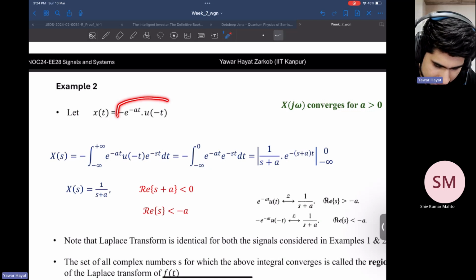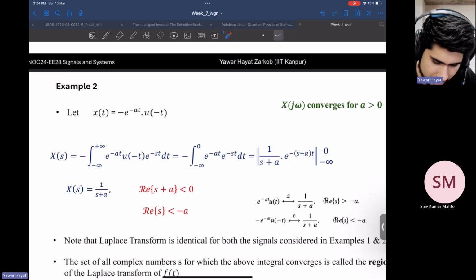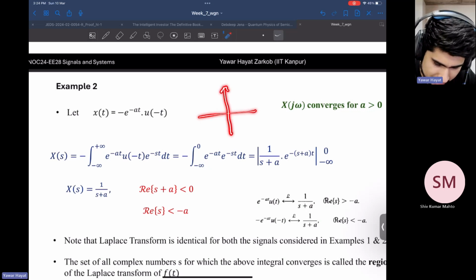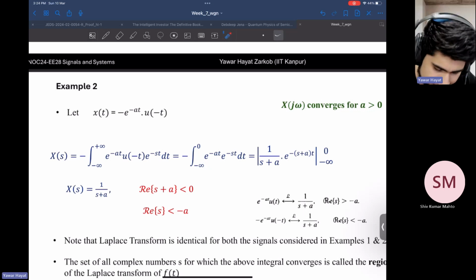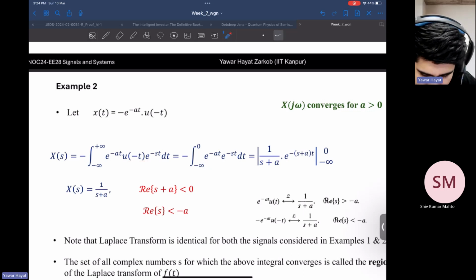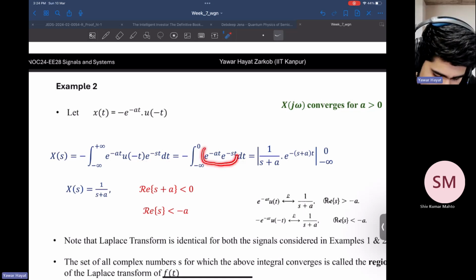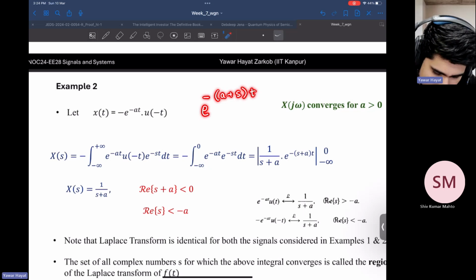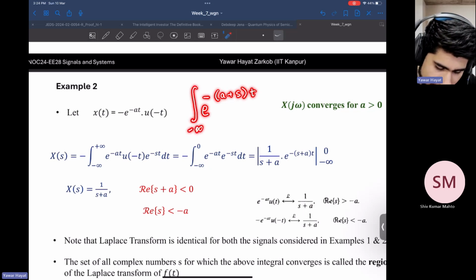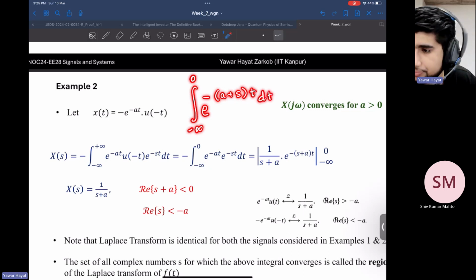First, let's write the signal. This minus was here and the rest is here. Since this is u of minus t, the plus infinity upper limit goes to 0, because u of minus t is this. So I've already taken care of u of minus t. And then I have this exponential of minus st dt. Again, if I club these two exponentials, I'll have exponential of minus a plus s, t, and the integral is from minus infinity to 0 dt.